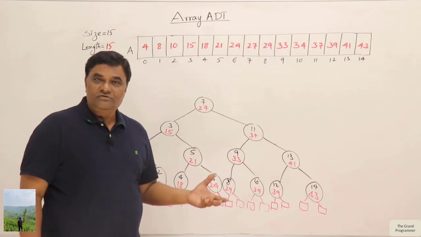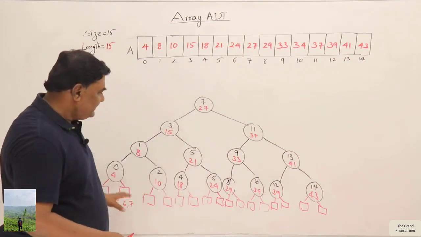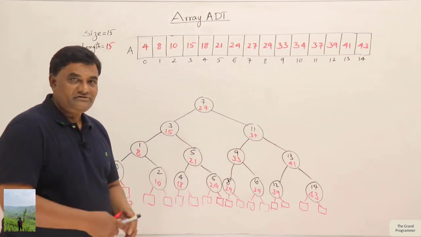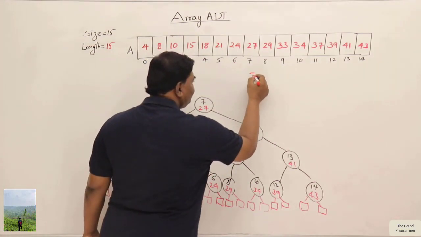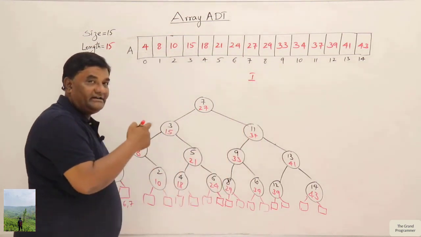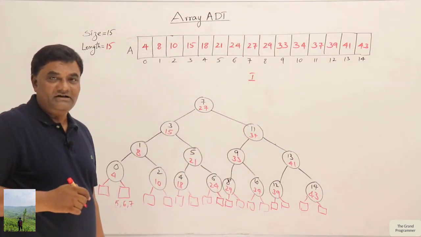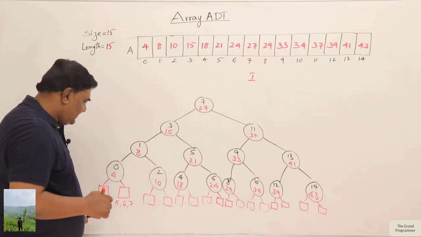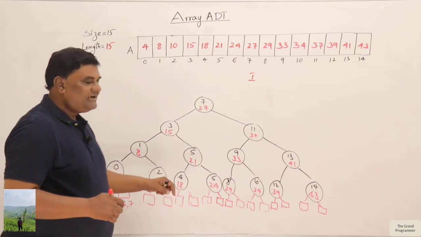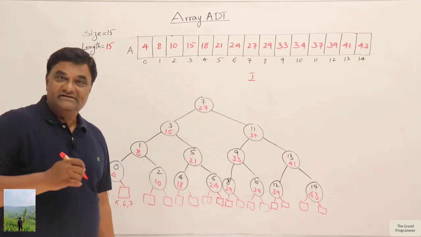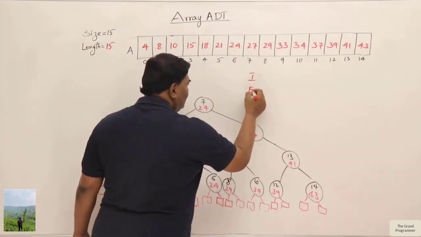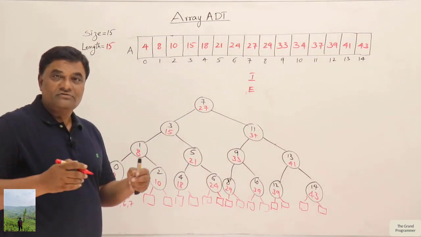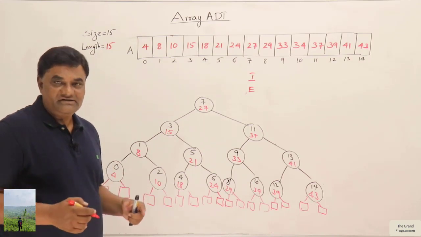So for all the nodes we can take the paths of all circular nodes. These circular nodes we can call internal nodes. So let us say I is the sum of the paths of all internal nodes. I represents the sum of the paths of all internal nodes, which are representing successful search. Now these square nodes, let us call them external nodes, which are representing unsuccessful search. So let us say E is the total paths of all external nodes. So sum of the paths of all external nodes.